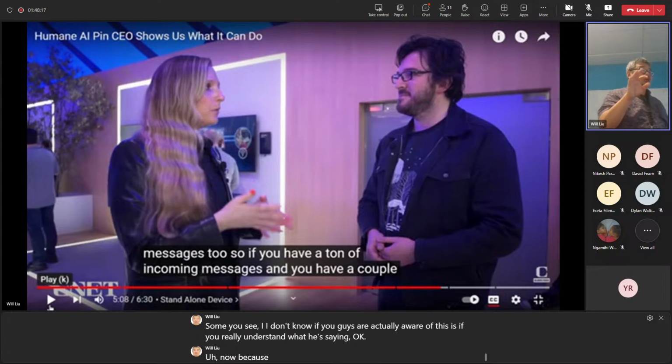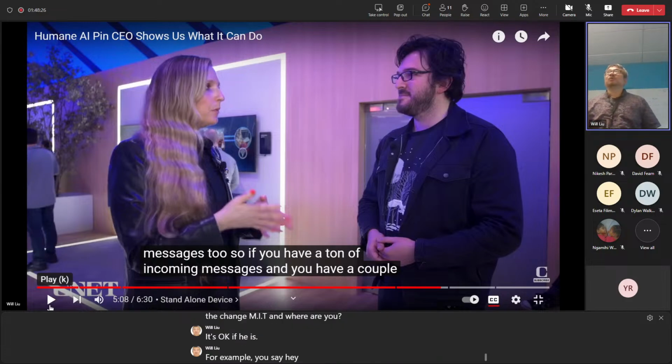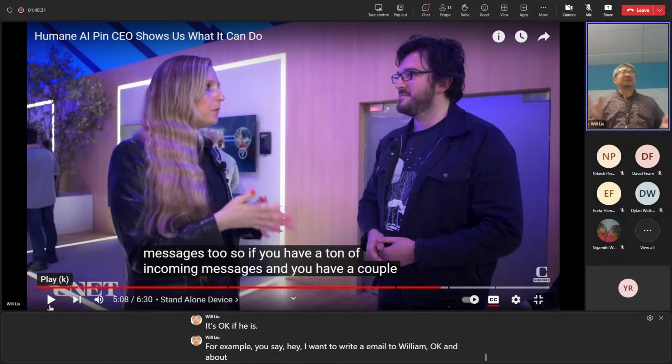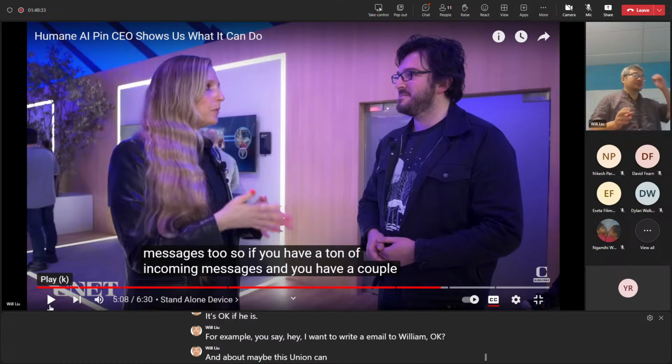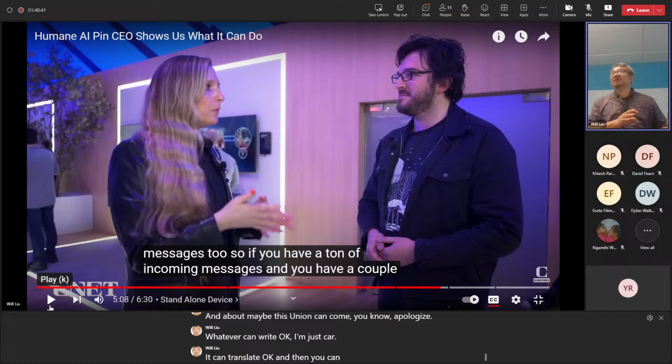Now because actually they have the ChatGPT API, they actually connect to ChatGPT. And the very interesting thing about ChatGPT is, for example, you say, hey, I want to write an email to William, okay? And maybe this union can come, just apologize, whatever, can write, okay? And then it can draft one, okay? And then the machine can ask you, okay?